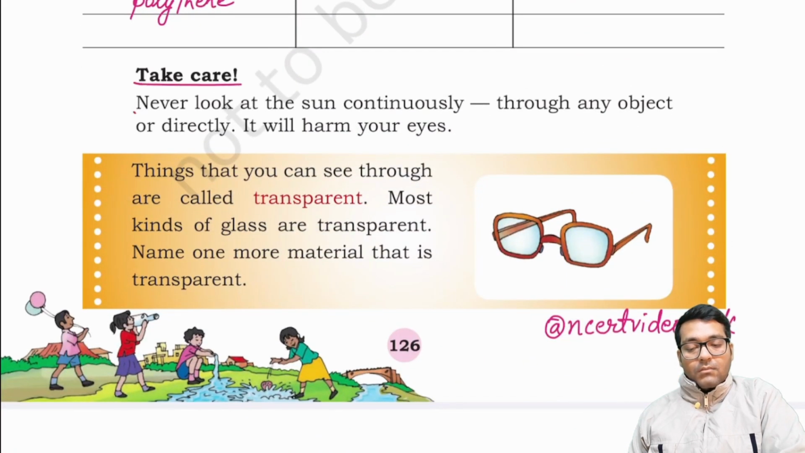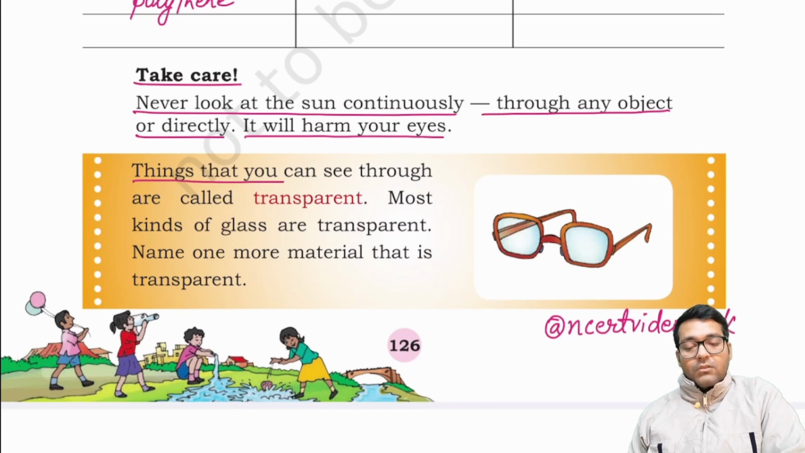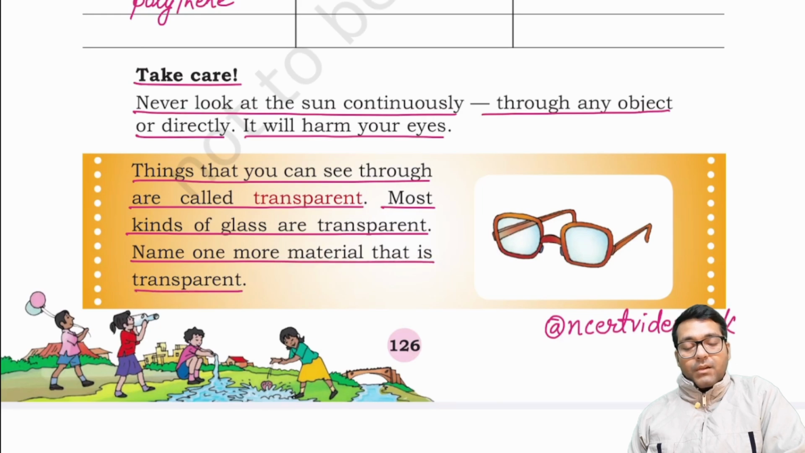Take care. Never look at the sun continuously through any object or directly. It will harm your eyes. Things that you can see through are called transparent. Most kinds of glass are transparent. Name one more material that is transparent.